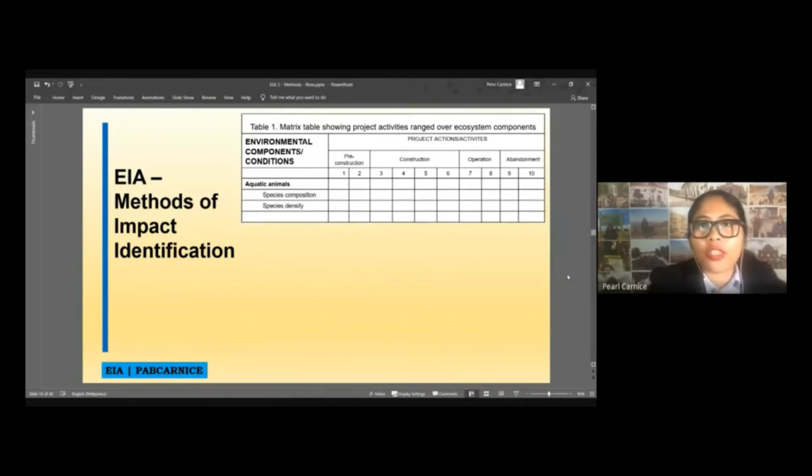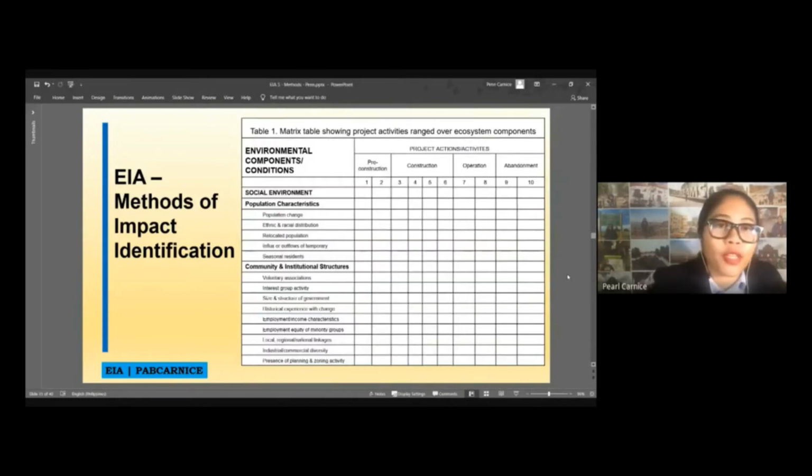And then, of course, we also have social environment. So for example, population characteristics. Is there a population change? Is there a possible ethnic or racial distribution? Relocated population, influx or outflows of temporal and seasonal residents. We also have community and institutional structures. For example, are there voluntary associations? Will there be interest group activity? Size and structure of the government, and so on and so forth.